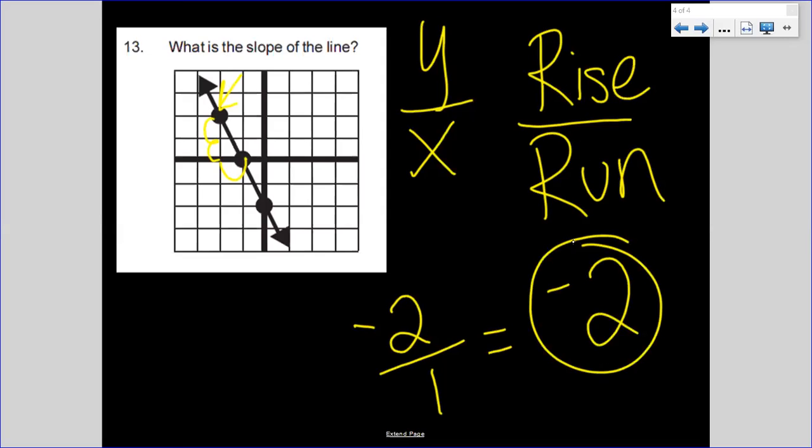Okay, the biggest error here was people were just saying 2. You had the rise over run right, but you just forgot to put the negative if it went down. So those were really the main errors. I'm proud of you for this week. Good work. See you next week.